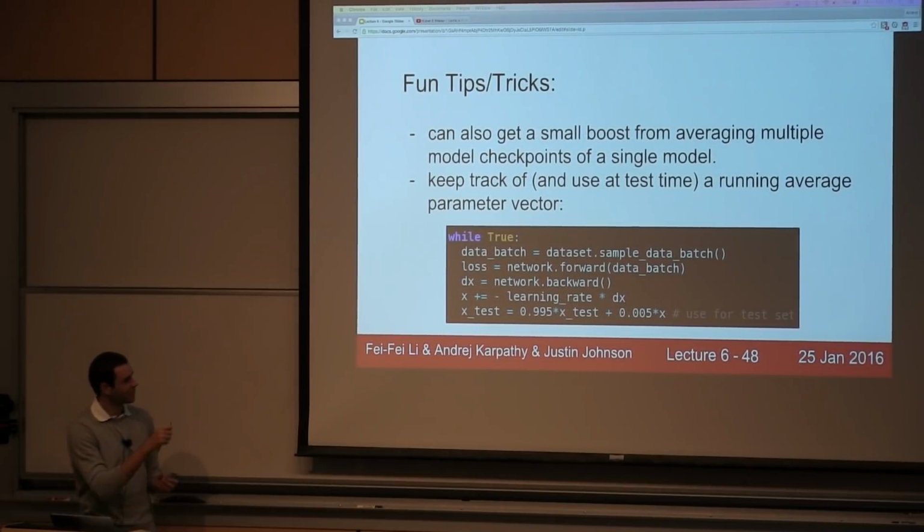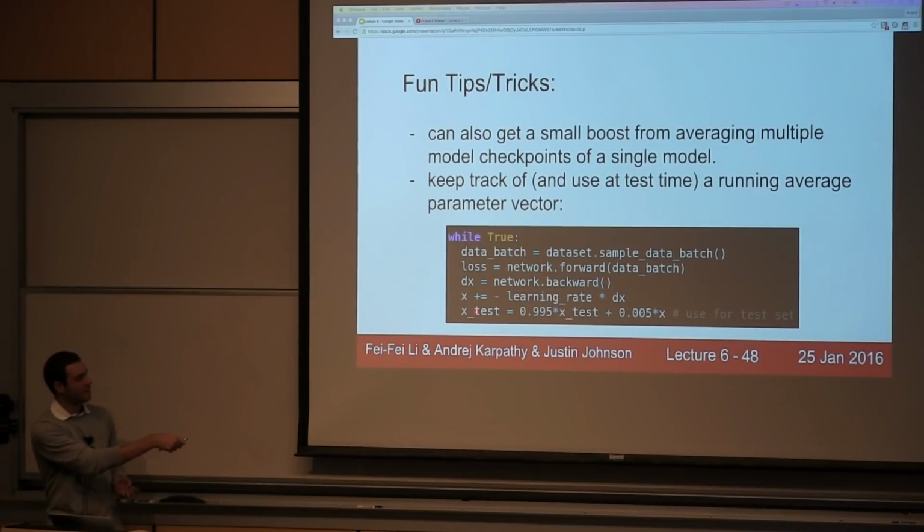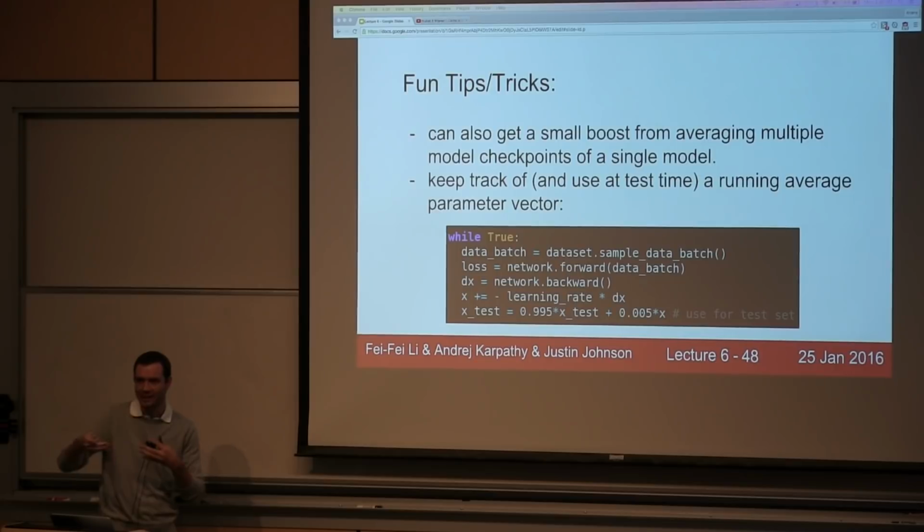Related to that, there's a trick for test. So what's happening here, this is your 4 steps that we've seen before. I'm keeping another set of parameters here, x test. And this x test is a running sum, exponentially decaying, of my actual parameter vector x. And when I use x test in validation or test data, it turns out that this almost always performs slightly better than using x alone, okay? And so this is kind of doing a small, weighted ensemble of the previous few parameter vectors.